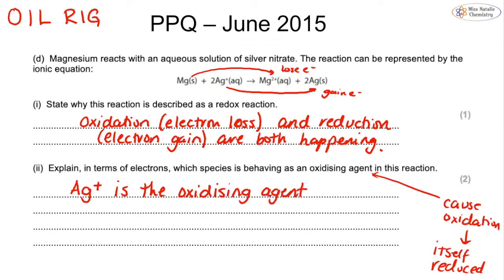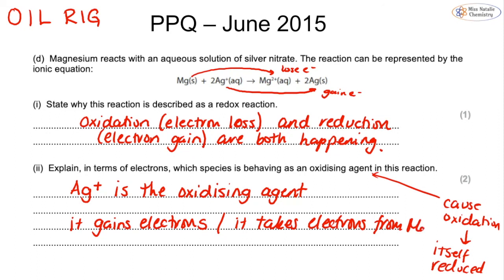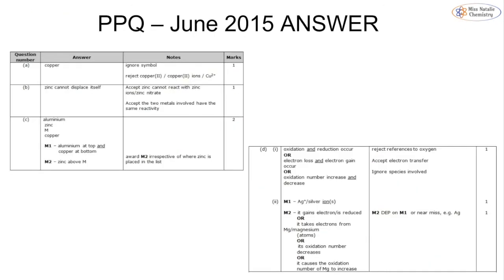And the reason why is because it gains electrons. So remember, we have to say in terms of electrons. So it gains electrons, or it takes electrons from the magnesium, so causing the magnesium to be losing electrons. And that's for 2 marks. You get 1 mark for identifying the oxidizing agent and 1 mark for explaining why. And there's the mark scheme if you want to have a look at it.